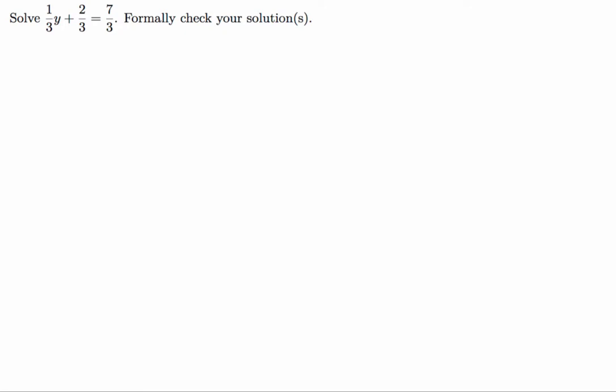We now want to solve the equation 1/3 y plus 2/3 equals 7/3. For this equation again, there will be two approaches that we could use. Option number one is to use the strategies that we have previously been using. I'm going to first isolate the variable term, and then I will eliminate that term's coefficient.